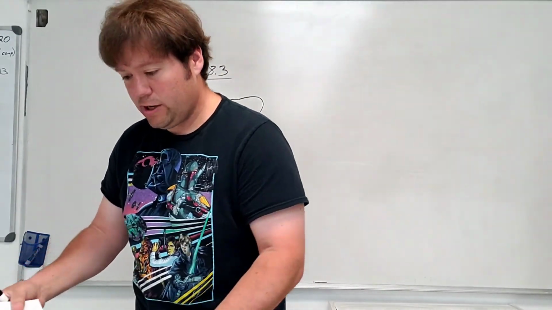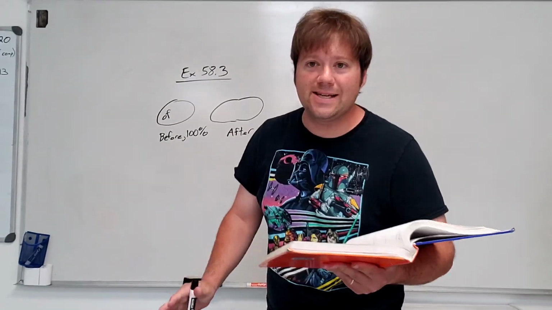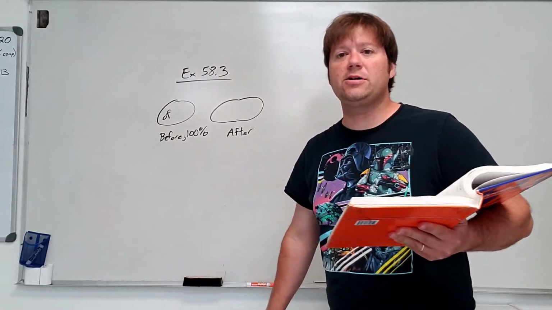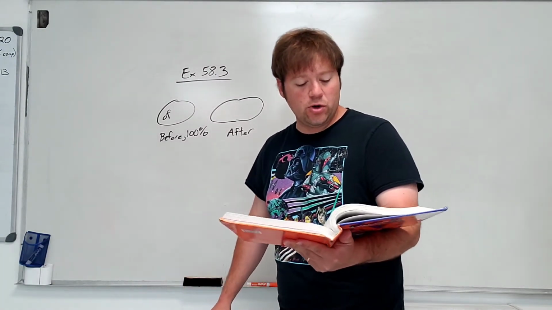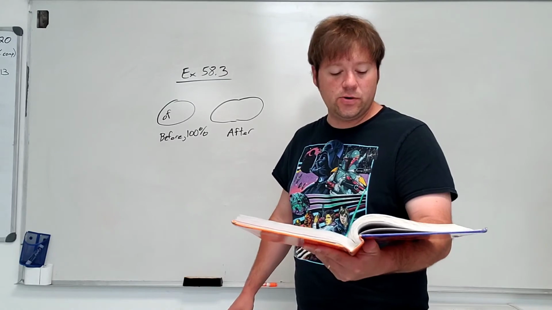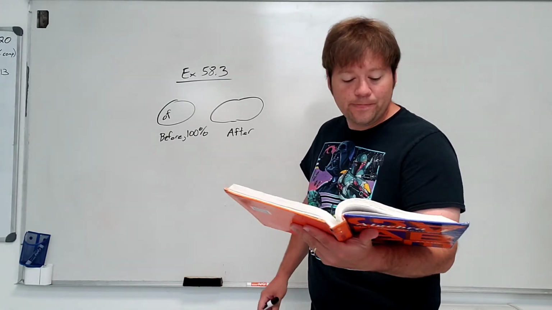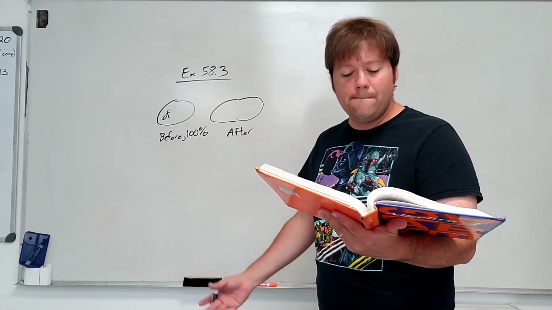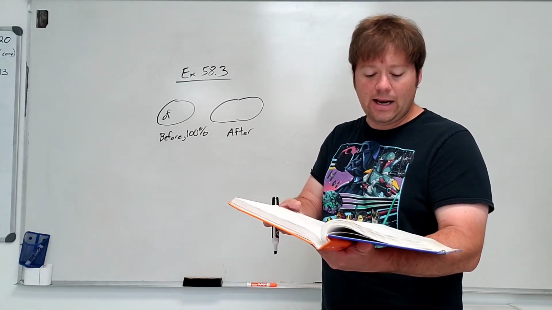All right, we're going to look at example 58.3. I chose this one because it is slightly different. This one actually deals with a percent greater than 100. It says, Bo and Christy hid 600 raisins. Don't ask me why they did though. This is 60% more than they did last month. How many raisins did they hide last month?